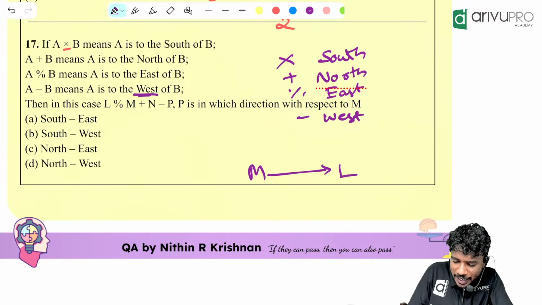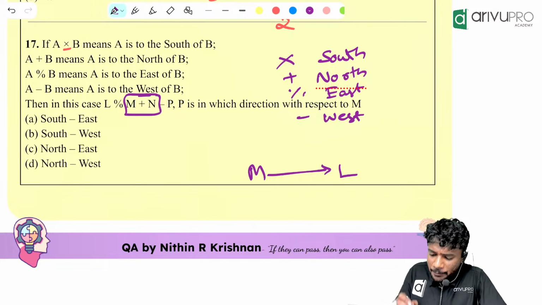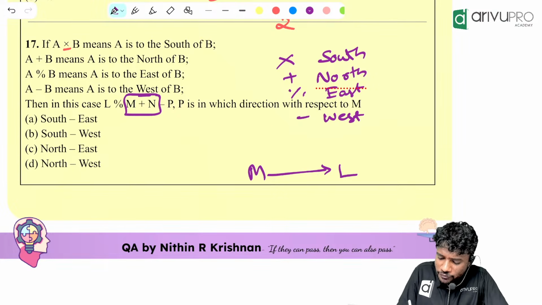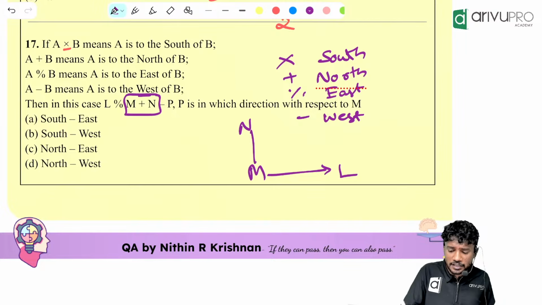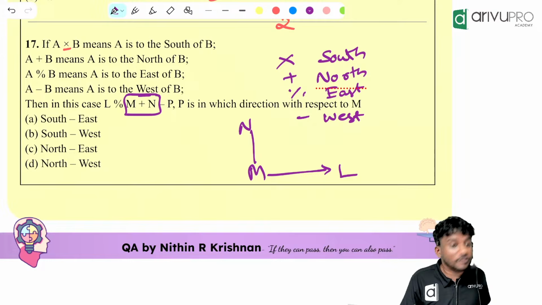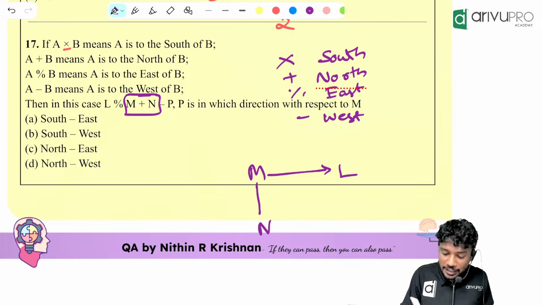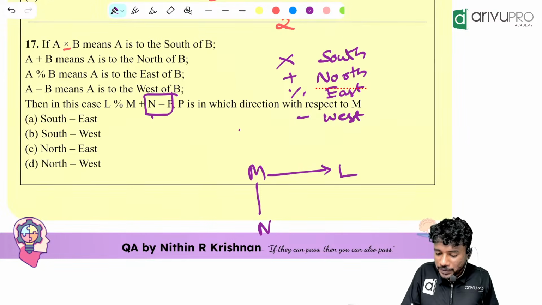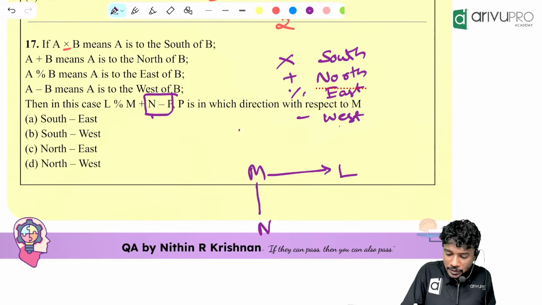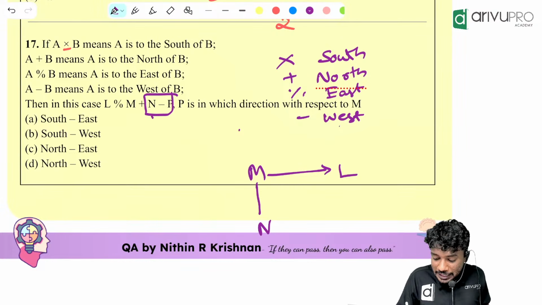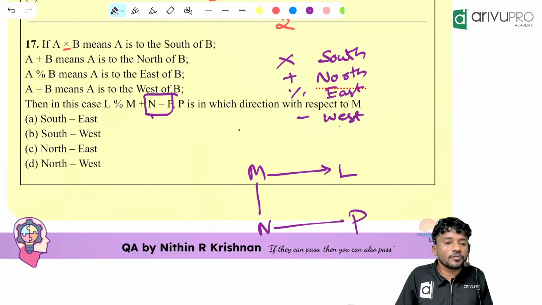Then we are going for M and N. M plus N means M is north of N. Is this correct? M is north of N. No, if I draw this way, it will be M is south of N. So this is wrong. Then where should I draw N? N will be over here, so that M is north of N. Then finally, N minus P. N minus P means N is west of P. N is west of P means P should be somewhere over here. Then only N is west of P.